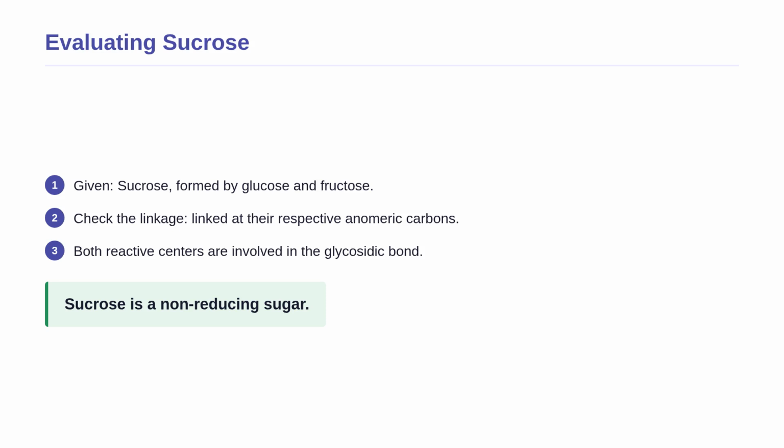Let us apply this new formula to another laboratory example. You are given sucrose, which is formed by a glucose and a fructose molecule. We must determine its reactivity. We look at the linkage and find that these two molecules are linked exactly at their respective anomeric carbons. This means both reactive centers are tied up in the glycosidic bond. Because neither carbon is free, we can definitively conclude that sucrose is a non-reducing sugar. It can't interact with or reduce other molecules under normal conditions.